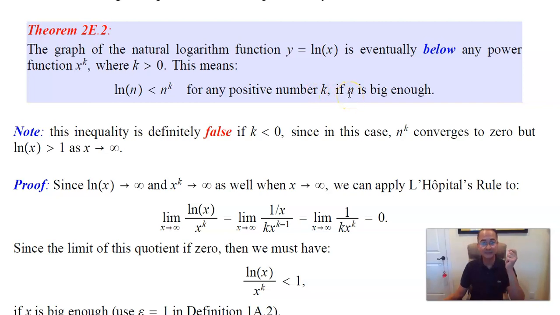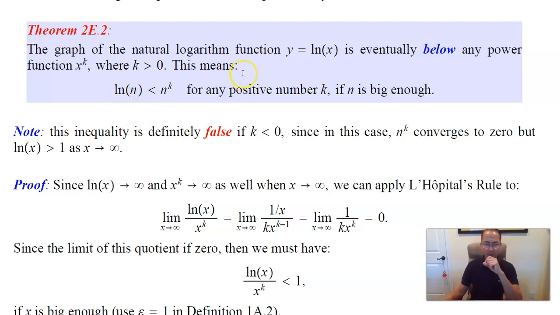is big enough. Make sure that the power of n is positive, because if it's negative, then that's definitely not true. With a negative power, it will be 1 over n to the something, which is a positive power, and that goes to 0. So ln of n does not go to 0. Otherwise, ln of n would be smaller than something that goes to 0. By squeeze, ln of n will also go to 0. We know that's not true.